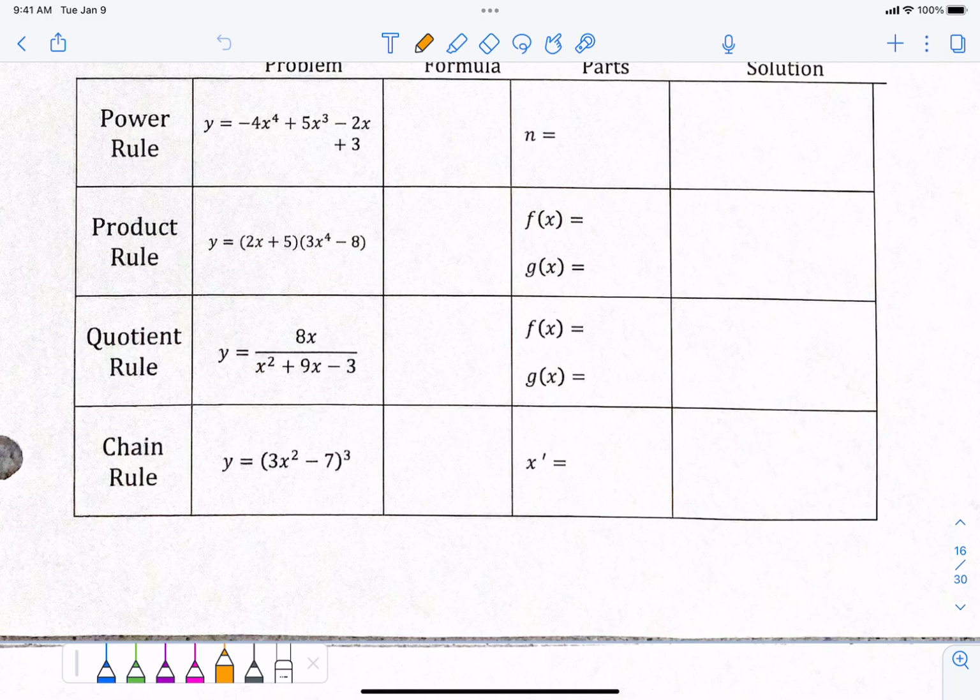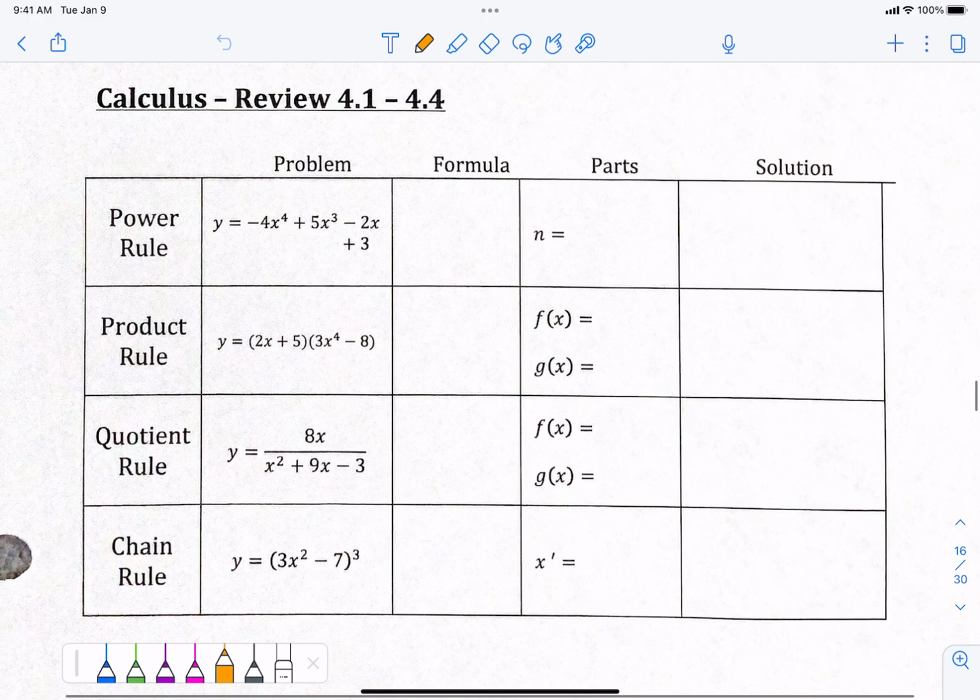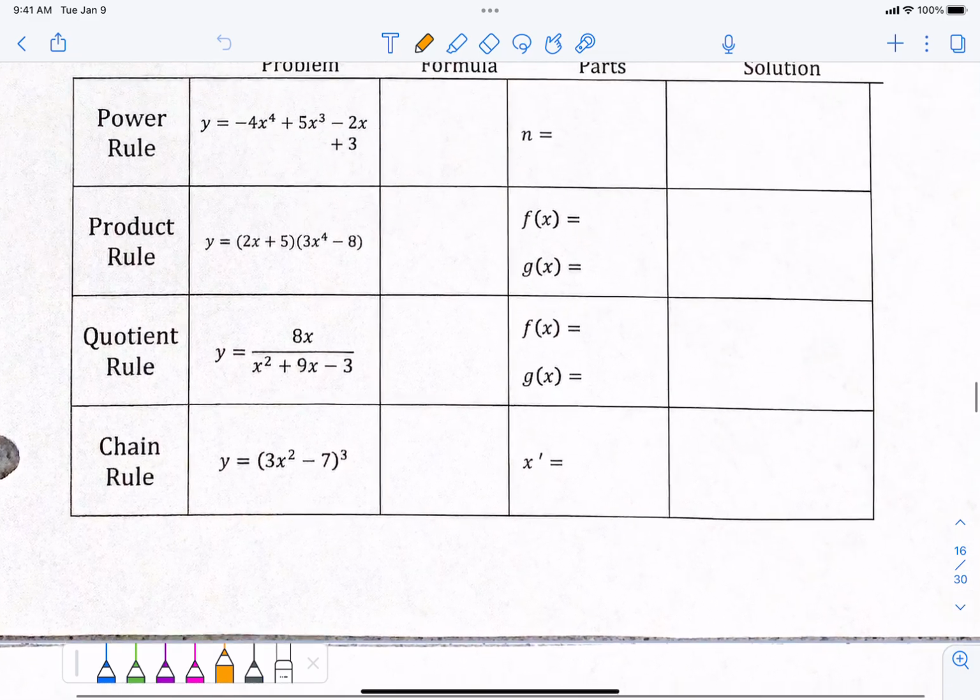Hi, Jake. This is the little half sheet of paper that is review for 4.1 through 4.4. Don't freak out. We are not at the end of the chapter yet, but we are going to review these rules before we move on to harder things, okay? So, power rule, product rule, quotient rule, chain rule. This is your little cheat sheet.